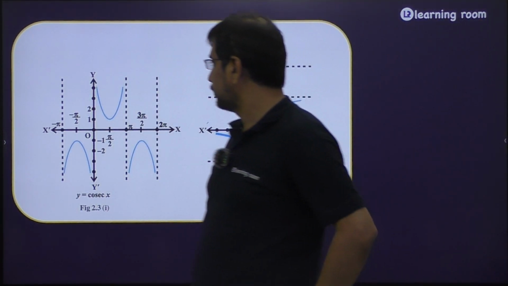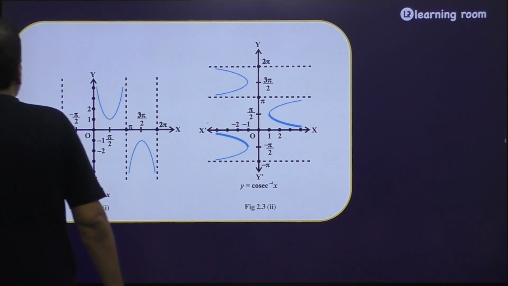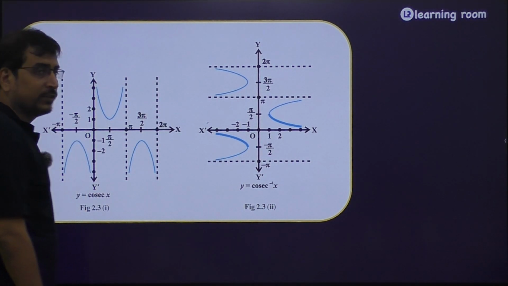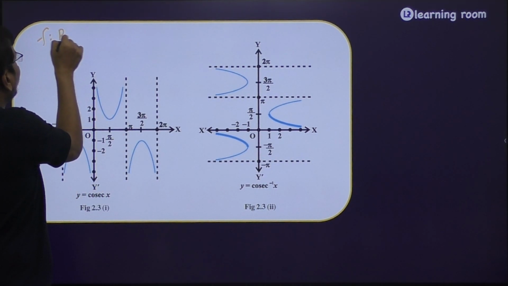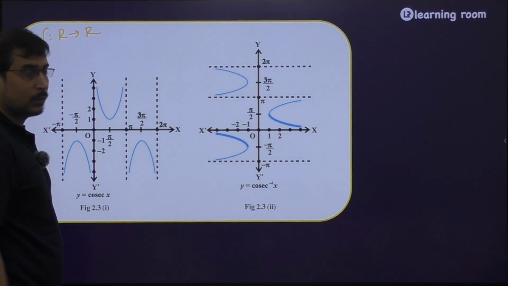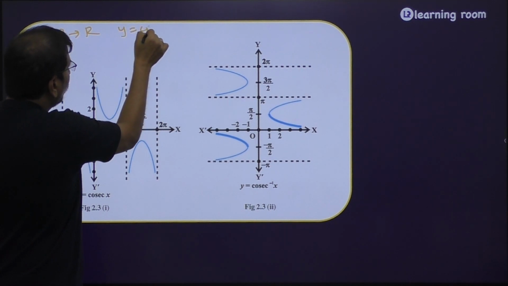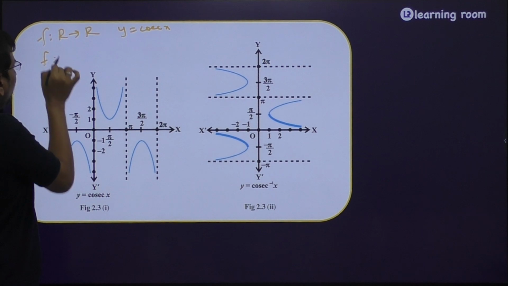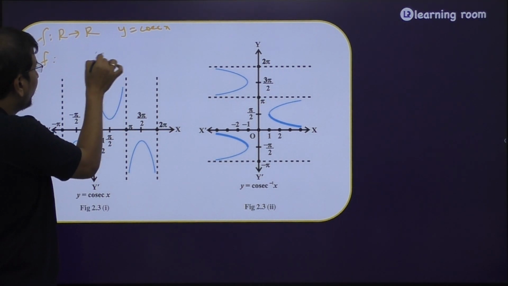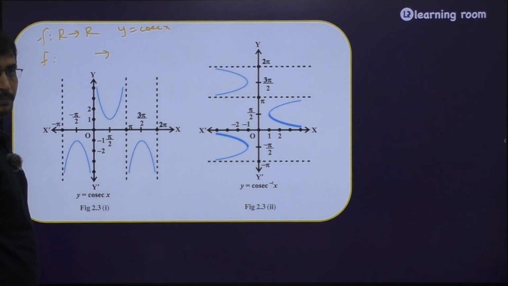Okay. Look at this graph. Tejas, you're expected to answer this. You are the one who asked the question. So f is mapped from R to R. Y is equal to cosecant x. So this is the graph. Look at it. First I make it an onto function. To make it an onto function, I'll restrict the range.